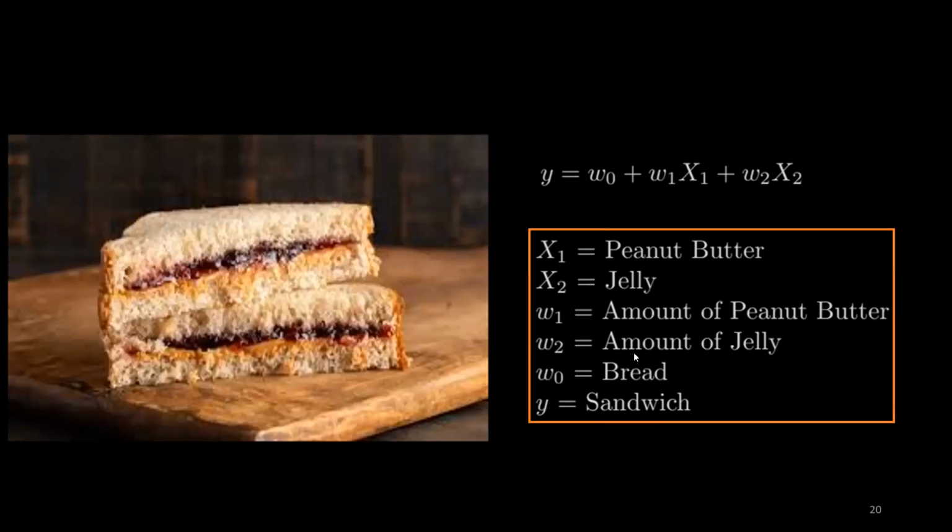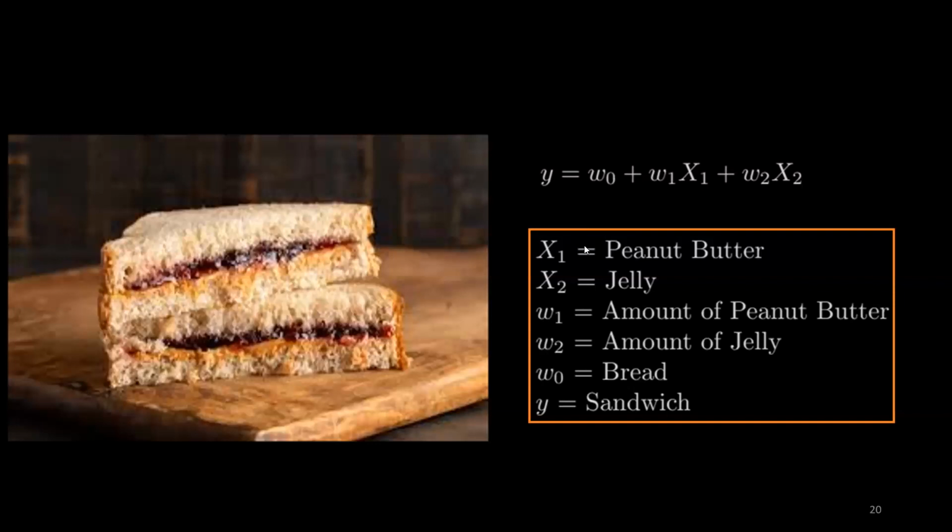Now here, there is another concept, which is the concept of bias. So if your x1 is 0 and x2 is 0, it means you are not putting any peanut butter or jelly on your sandwich. Even then, you can get a bread. So it means the bias is a quantity which will give you some output even when you do not have any feature. So if all of your features are 0, or if the weights are 0, even then you can get something at your output.